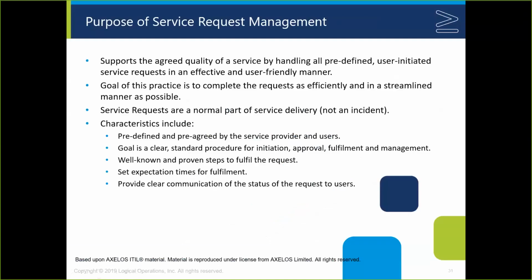Service request management, notice the name change. Rather than calling it request fulfillment, the nomenclature is service request management. But generally, the goal here is very similar to what you saw in the request fulfillment process in the previous version. We're predefining the activities. Generally speaking, we want a nice, coherent, clean procedure to follow. In the previous guidance, we described this through a standard change, and that's really still the case here.